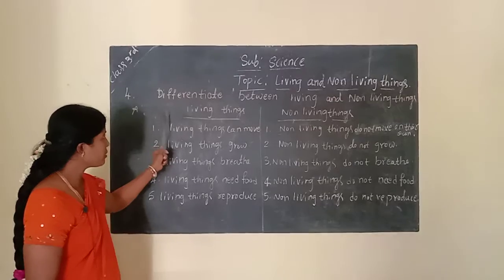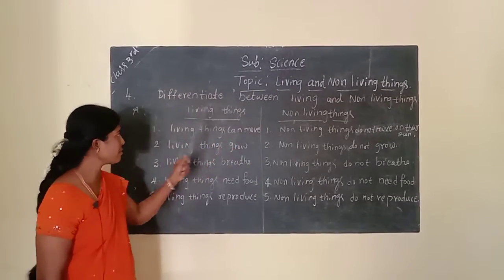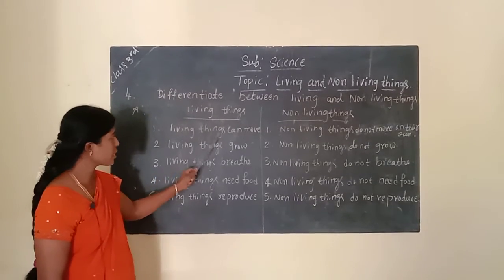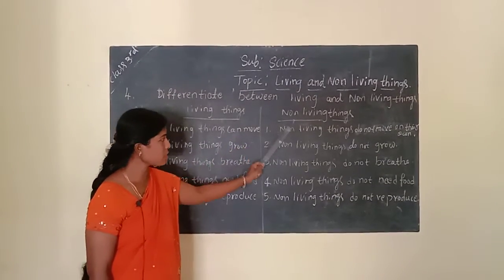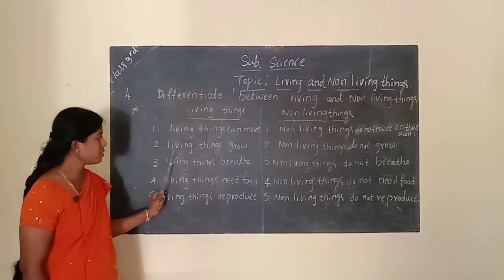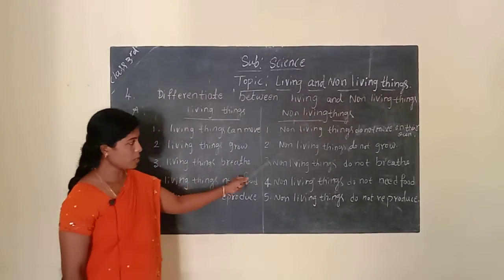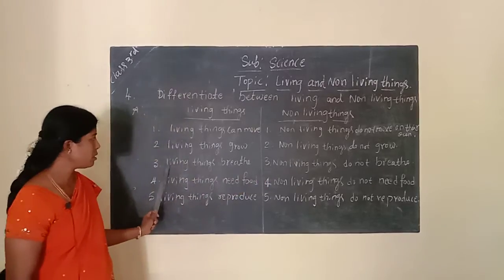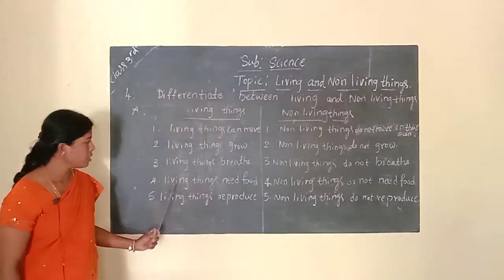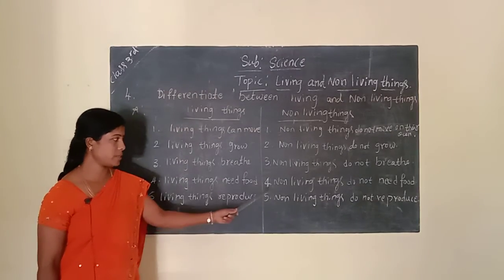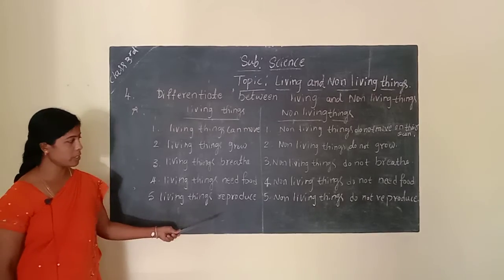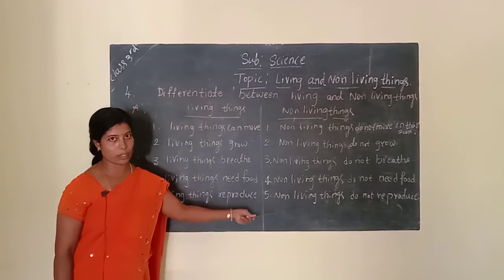Fourth question, differentiate between living and non-living things. Living things can move, but non-living things do not move on their own. Second point, living things grow but non-living things do not grow. Living things breathe but non-living things do not breathe. Living things need food but non-living things do not need food. Living things reproduce, non-living things do not reproduce.